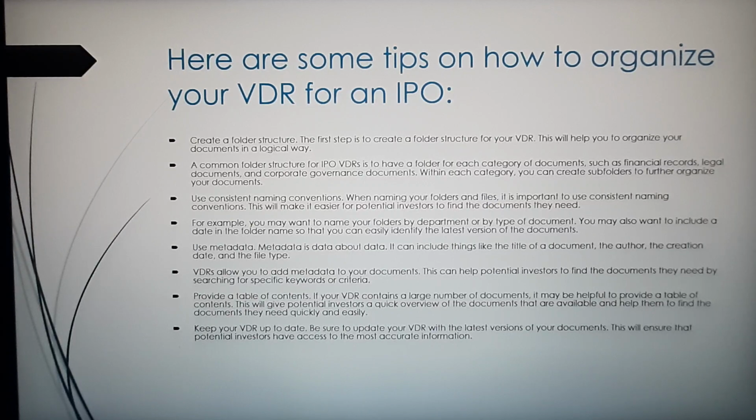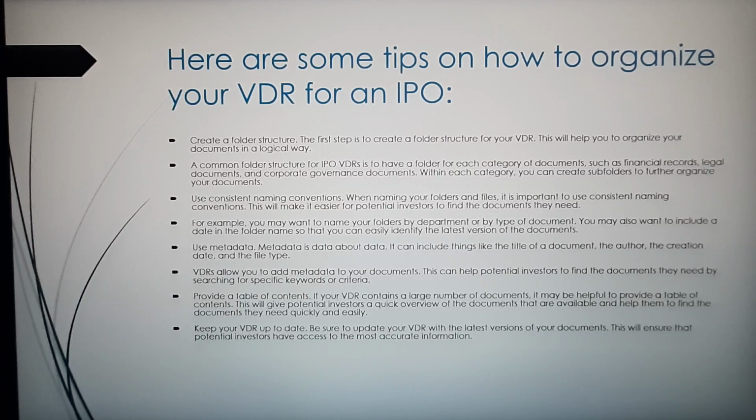Create a folder structure. The first step is to create a folder structure for your VDR. This will help you to organize your documents in a logical way. A common folder structure for IPO VDRs is to have a folder for each category of documents, such as financial records, legal documents, and corporate governance documents. Within each category, you can create subfolders to further organize your documents.